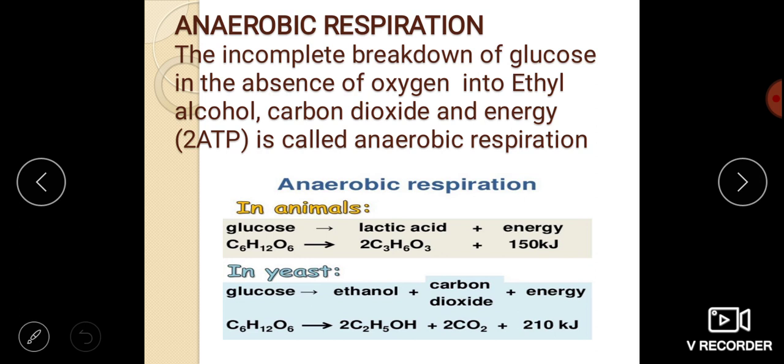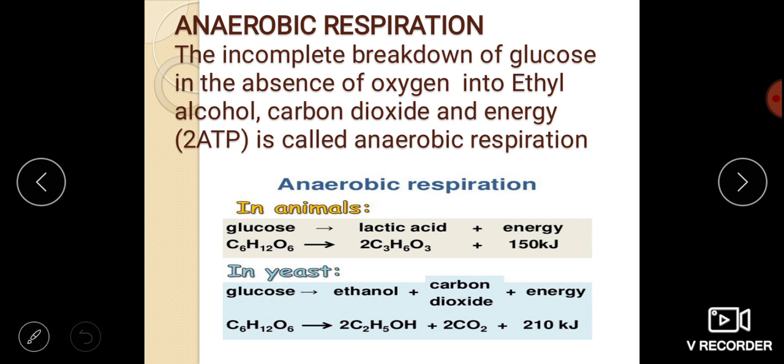In yeast, what happens to the glucose? This glucose, in the absence of oxygen, gets converted into ethanol, releasing carbon dioxide and energy. The amount of energy being released here is 2 molecules of ATP.